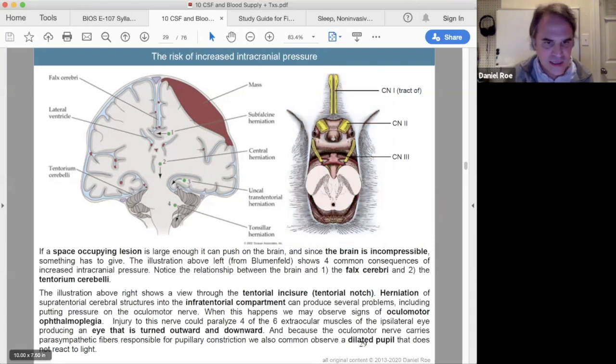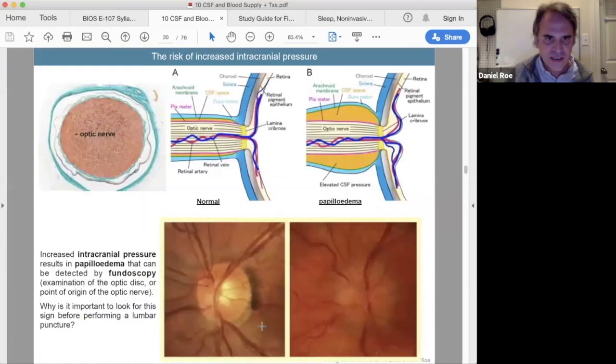You can read all of this, of course. Those are the main points. This whole bit about oculomotor ophthalmoplegia, you know that one well. So you're going to see that again.